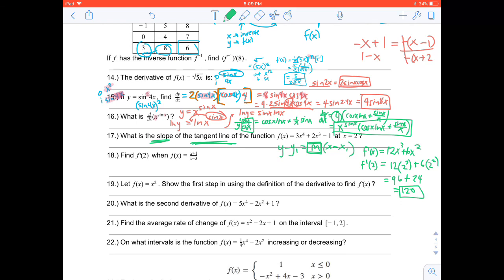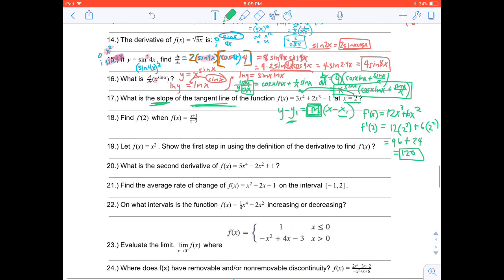Let's see here, 19. If it did say what is the equation of the tangent line, you would take that 120, of course, plug it in for your m, then plug in your x value here, and then you need to find the y by plugging in that x to your function here. So that would give you your equation, but it was just asking for the slope, so that's all we had to do there.